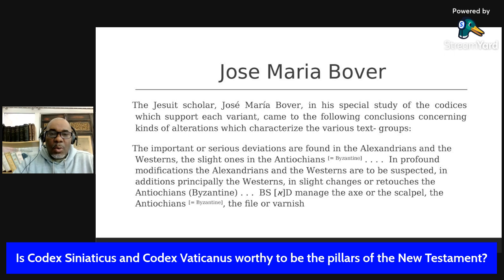And he said the important or serious deviations are found in the Alexandrians and the Westerns, the slight ones in the Antiochans, which is the Byzantine. In profound modifications, the Alexandrians and the Westerns are to be suspected. Remember, this is a Jesuit scholar. In addition, principally the Western, in slight changes or retouches, Antiochian, which is the Byzantine. But Codex B, Aleph, D managed the axe or the scalpel, the Antiochans or the Byzantine the file or varnish. So basically, the Byzantine scribes and copyists are fairly light touch, but they seem to do a hatchet job with the Alexandrian copyists.